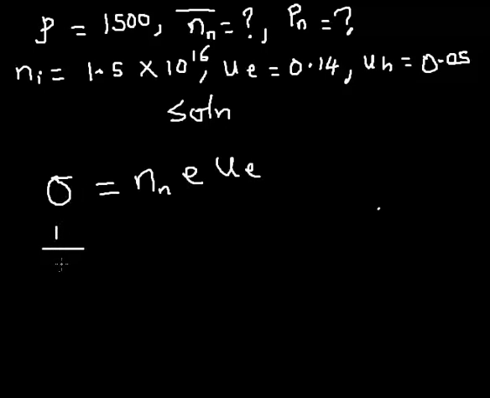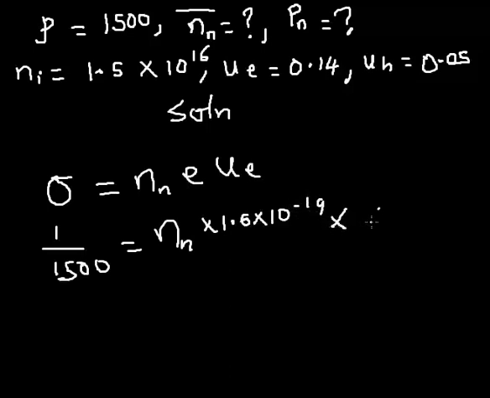Conductivity is 1 over 500. I'm looking for the concentration of the electron, times the electronic charge, which is 1.6 times 10 raised to the power of minus 19. Then multiply by the mobility, which of course is 0.14. So I had to cross multiply now.